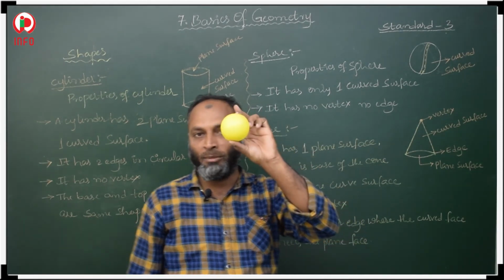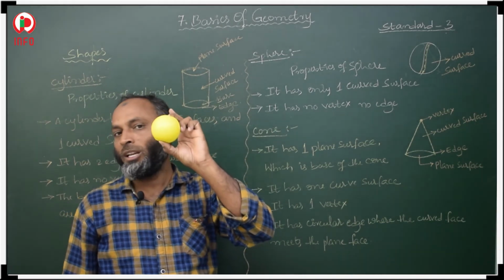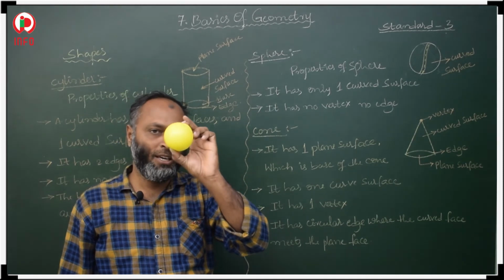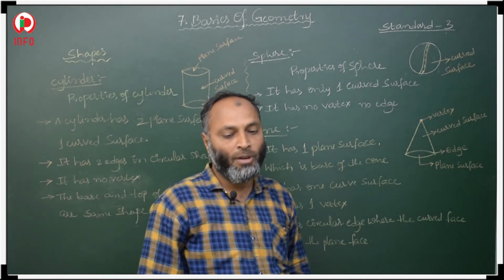Okay, this is about your sphere. Sphere, it has only one curved surface, it has no vertices, no edges. Okay. Now after that, cone.